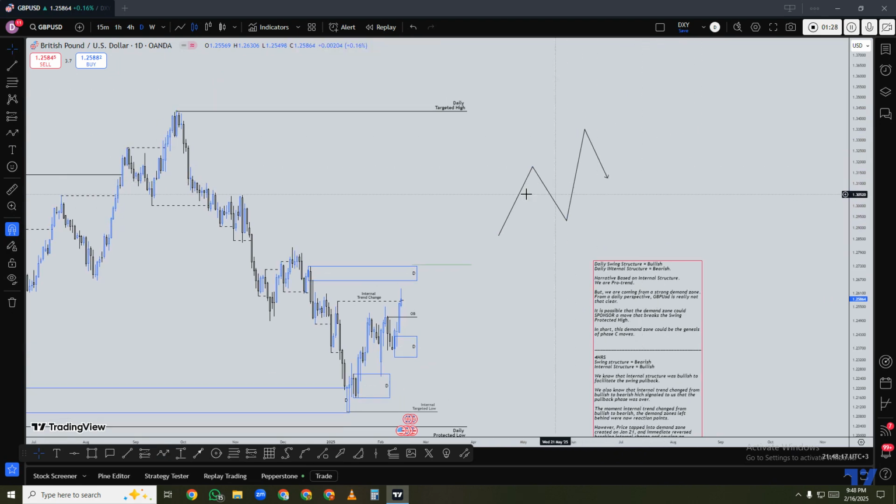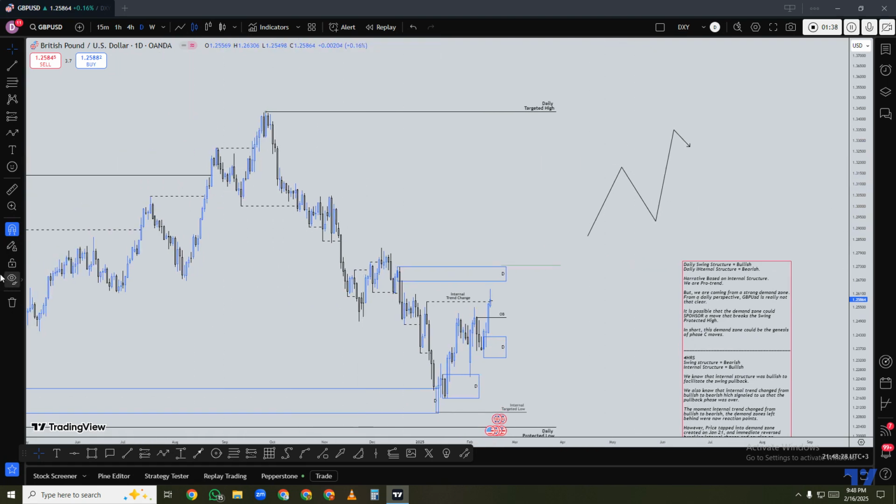The market moves in these waves. We have the impulsive wave and the corrective wave. So I just want you to imagine this is where we broke that structure.